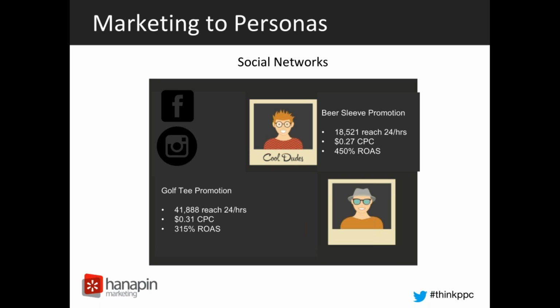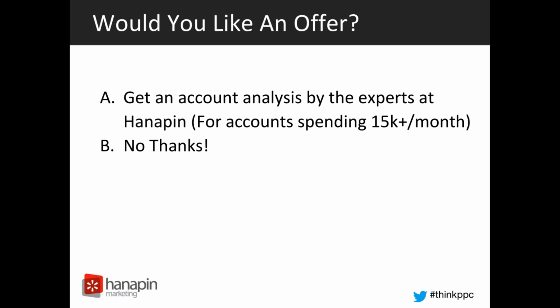Our golf promotion actually had a larger reach. It was 41,000 people. The cost per click was a tiny bit more expensive at 31 cents, but we were still able to pull out a $315 return on ad spend. So this is all really great data, and those three successes really conclude what we've been able to share on building personas for better results.